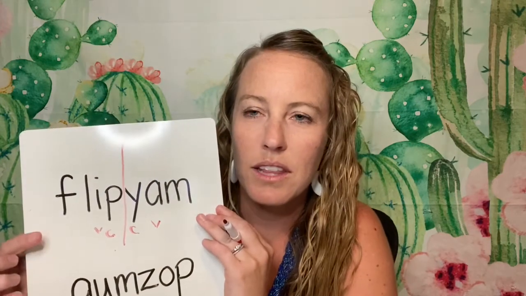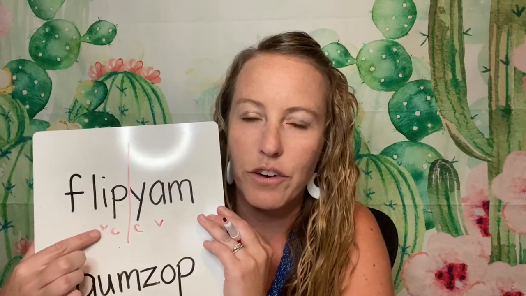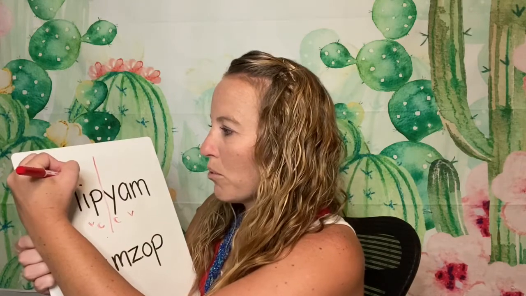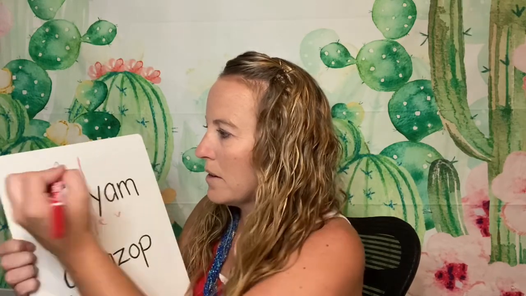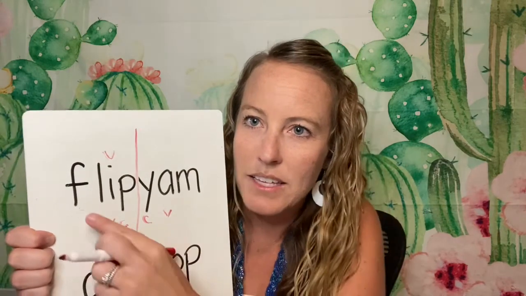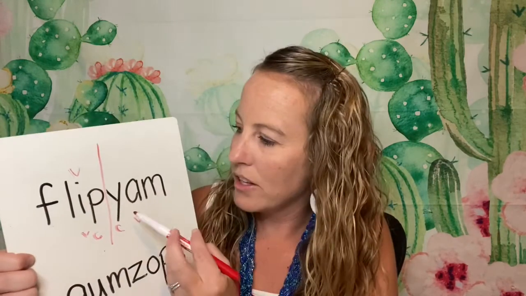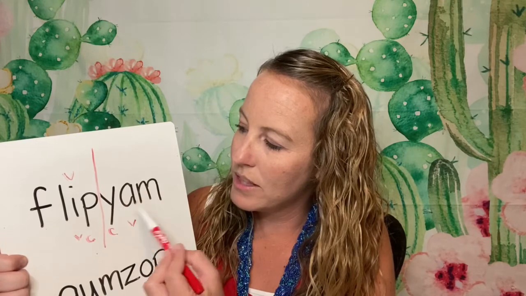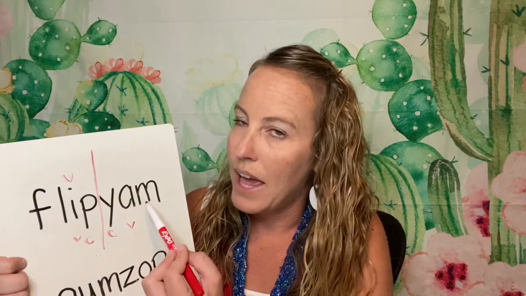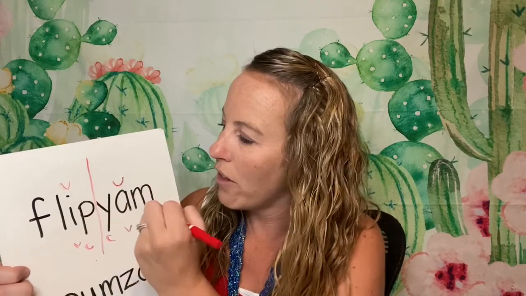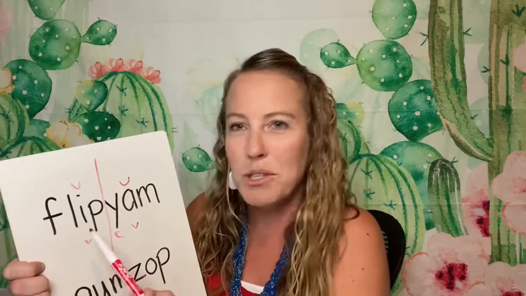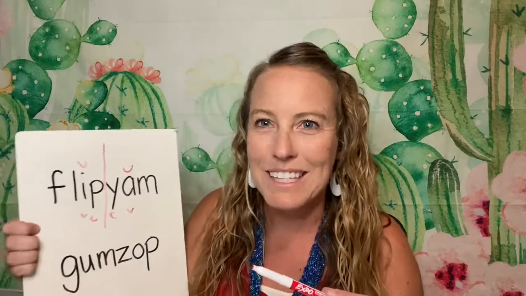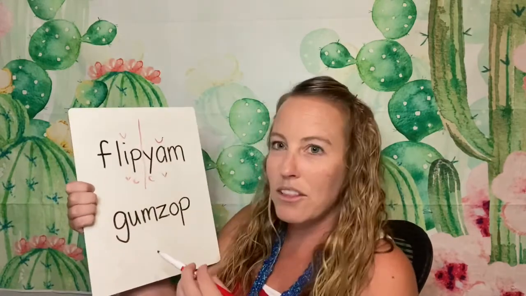Okay, let's look at this vowel. How do we code the first vowel? It's followed by a consonant, so it gets coded with a breve. And it says flip. Now let's look at the second syllable. The vowel in the second syllable gets coded with what? A breve, because it's followed by a consonant. Good job. So we have a silly nonsense word that says flip yam. Flip yam. That's silly.